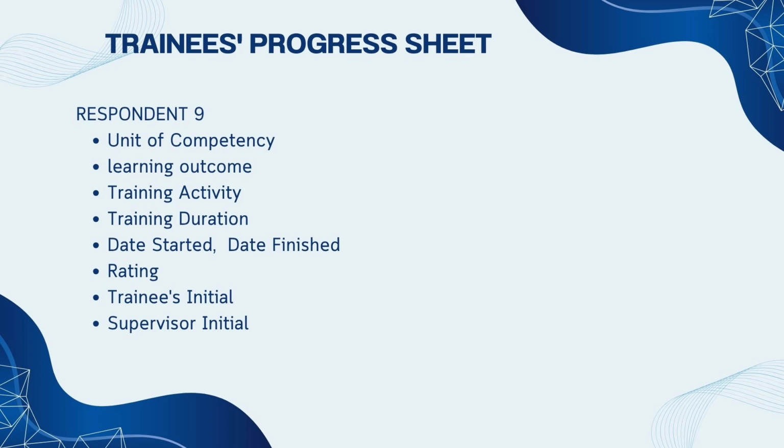So the purpose of this trainee's progress sheet is to monitor and document the learning and skill development of the trainees. It also tracks competencies, records achievements, guides training, supports accountability, and serves as evidence of completed requirements for the program certification.